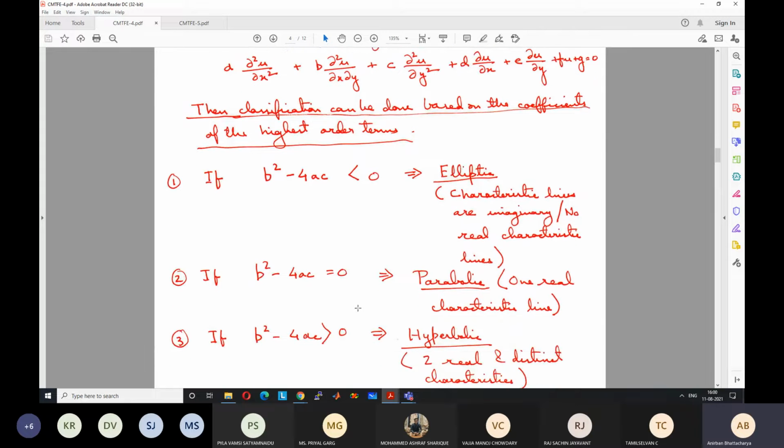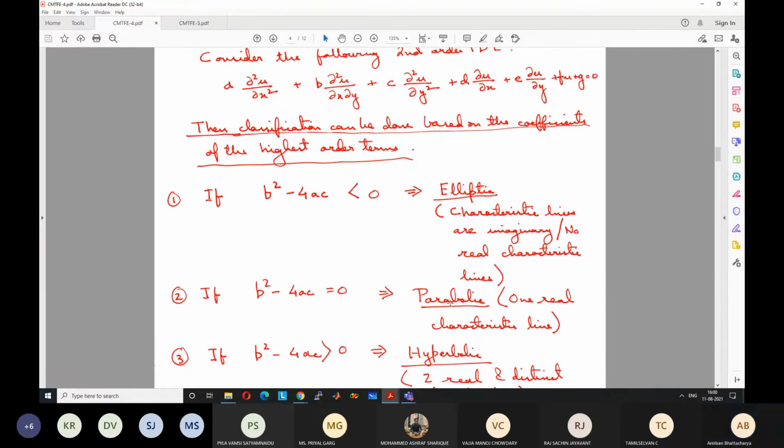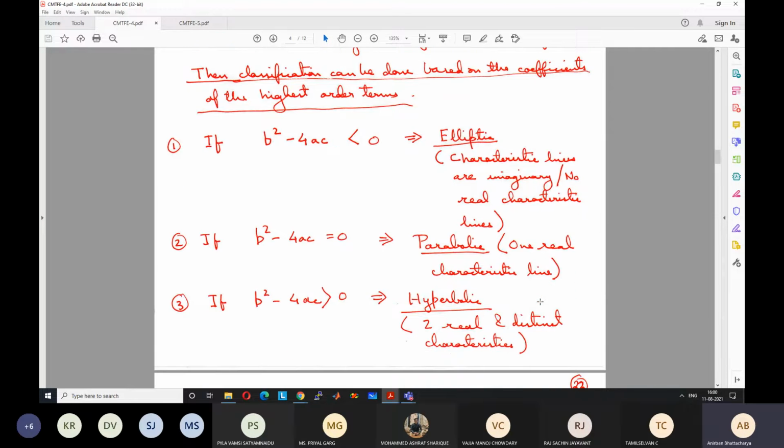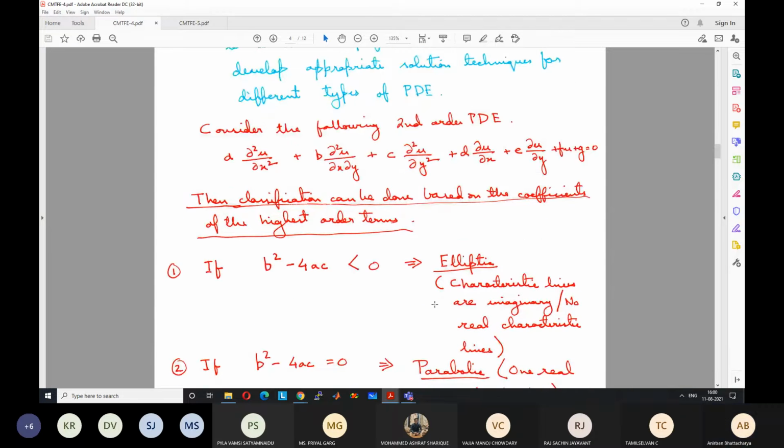If B square minus 4AC is equal to 0, we call the PDE a parabolic PDE, and it has only one real characteristic line. If B square minus 4AC is greater than 0, we call the PDE a hyperbolic PDE, and it has two real and distinct characteristic lines. This is valid only for second order PDEs like this.